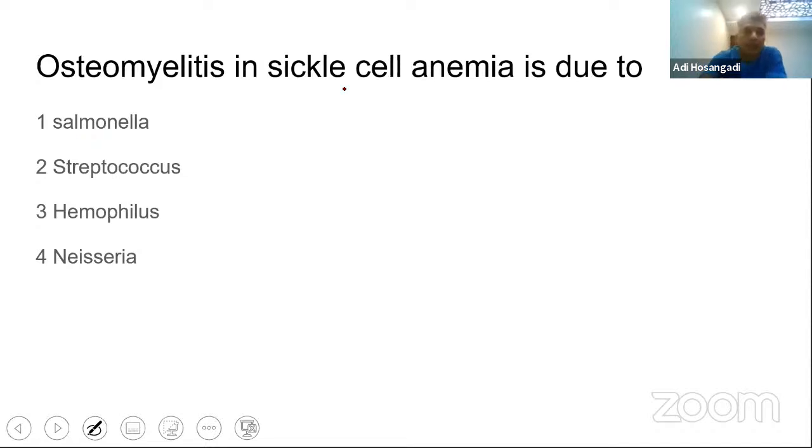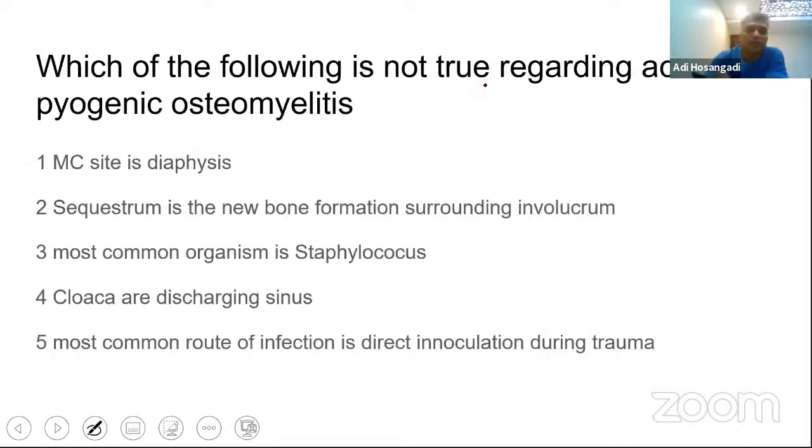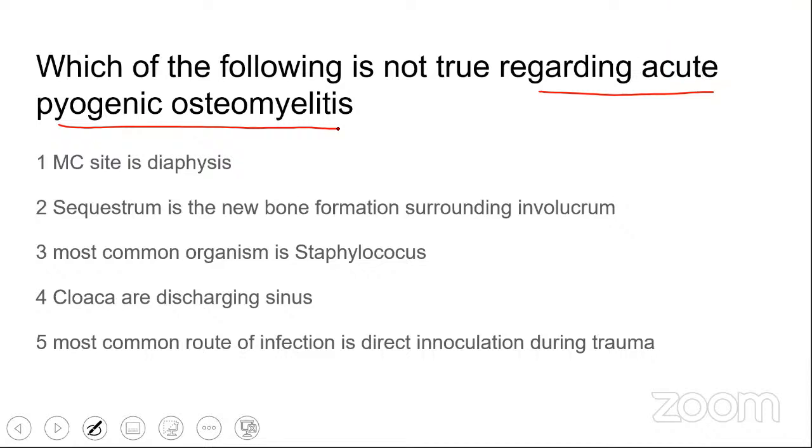Osteomyelitis in sickle cell anemia. Okay, this is a repetition. Will not spend time here. Answer is Salmonella. Which of the following is not true regarding acute pyogenic osteomyelitis? Please read carefully. Most common site is diaphysis. True or false? False. Very good. It is false.